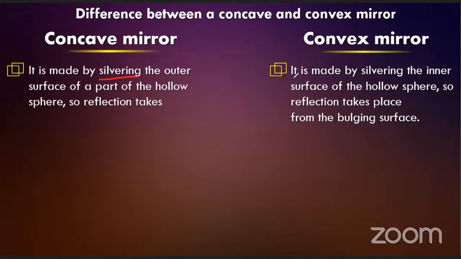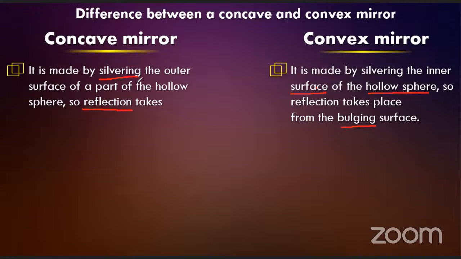Look at the second point. It is made up of silvering the inner surface. Inner surface means the inside surface is the reflecting surface, or the outside surface is the reflecting surface of the hollow sphere. So the reflection takes place from the bulging surface. Bulging means bent. Is it right? Here the bulging surface is there, a part of the hollow sphere, so the reflection takes place directly.